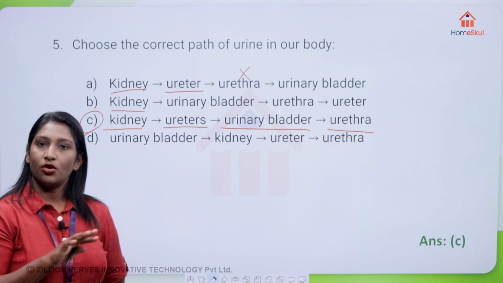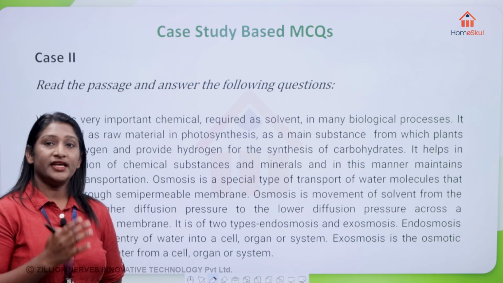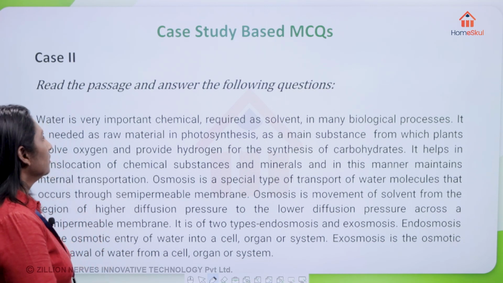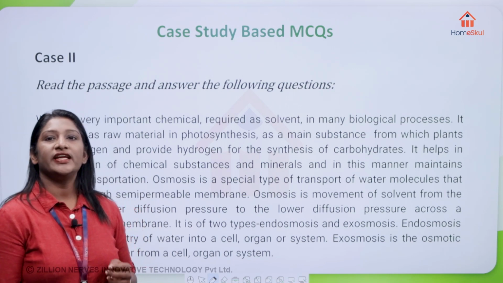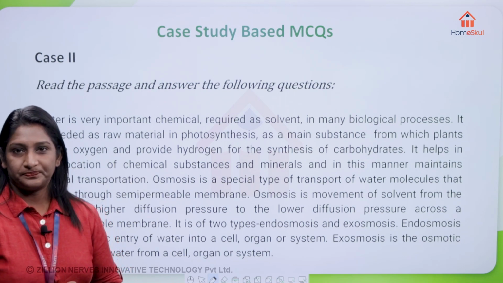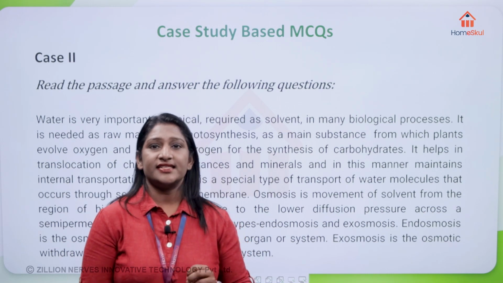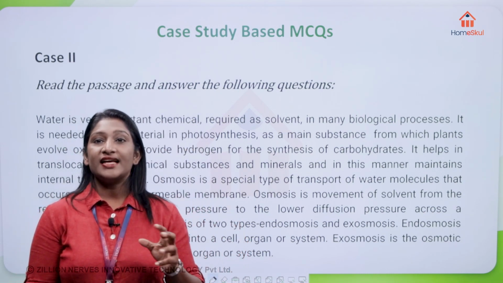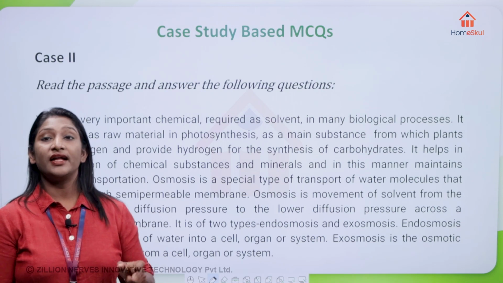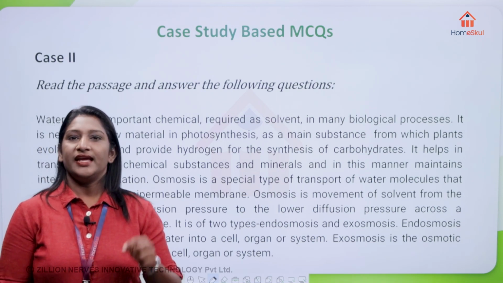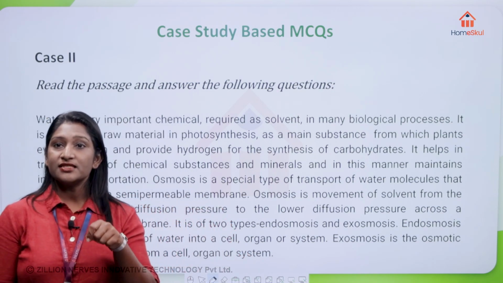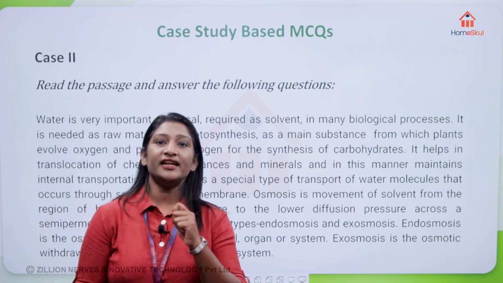So case one is over. And the next case is a passage. Read the passage and answer the following questions. I will read the passage for you. Water is a very important chemical, required as a solvent in many biological processes. It is needed as a raw material for photosynthesis, as the main substance from which plants evolve oxygen and provide hydrogen for the synthesis of carbohydrates. It helps in translocation of chemical substances and minerals, and in this manner maintains internal transportation.